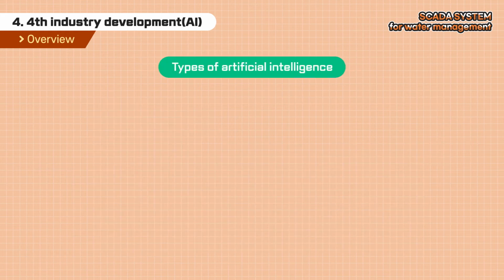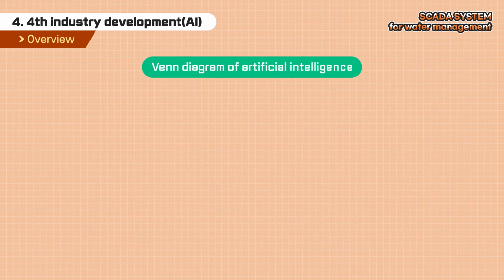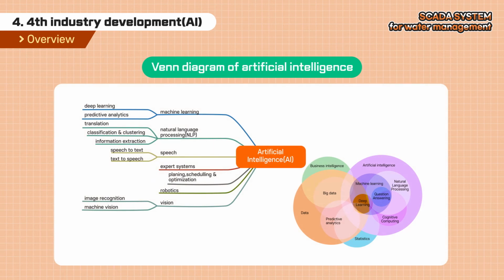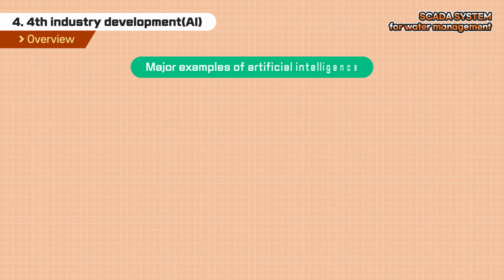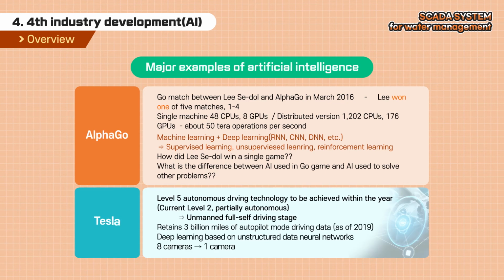The types of artificial intelligence can be divided into 4 levels from level 1 of simple control program level to level 4 using deep learning. The branches of artificial intelligence can be divided and classified as follows. Major examples of artificial intelligence include AlphaGo. This defeated Lee Se-dol, a professional Go player. Tesla's self-driving car aims to exceed level 4.